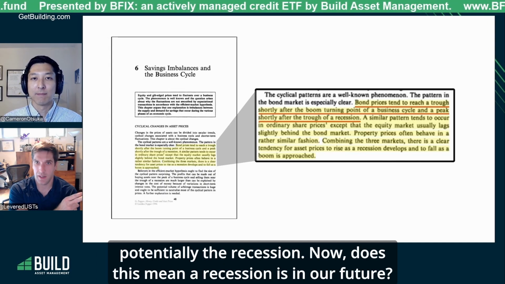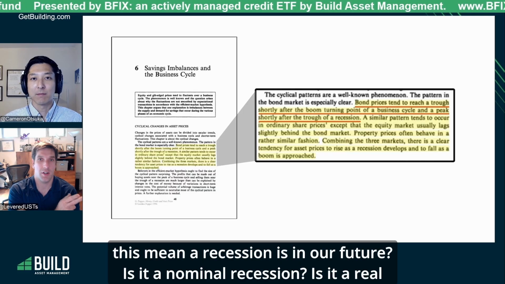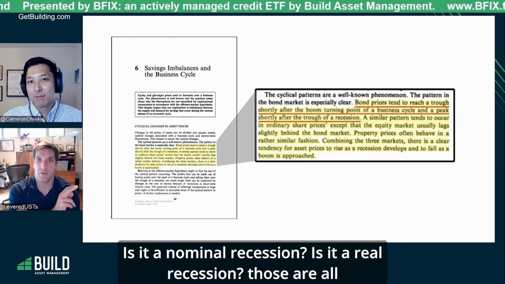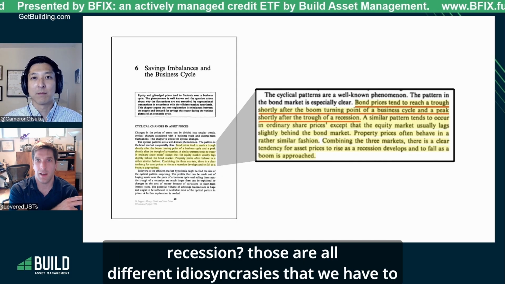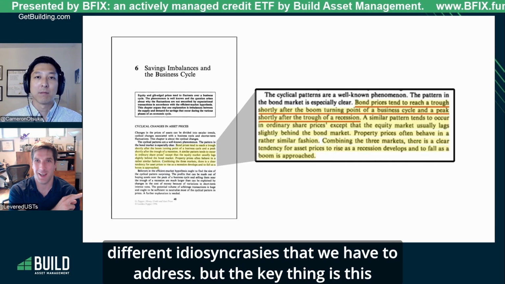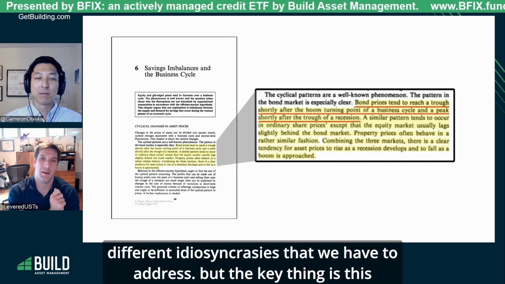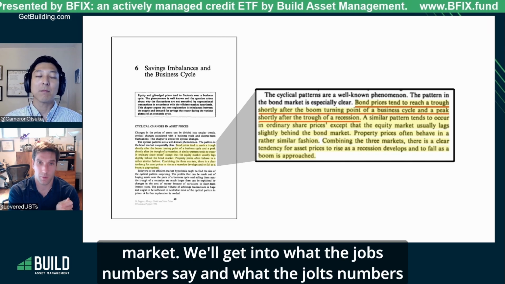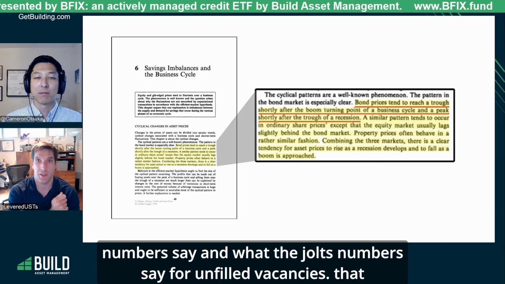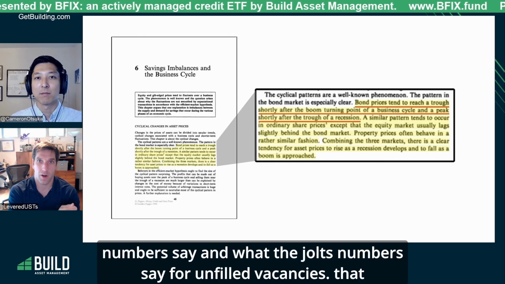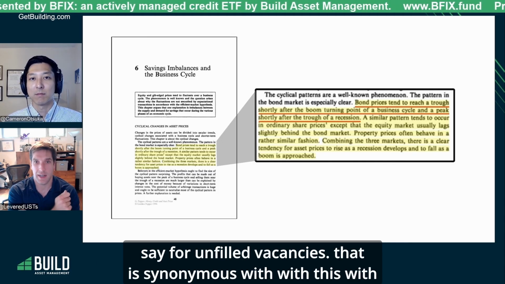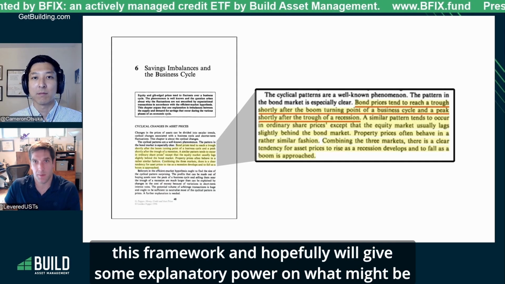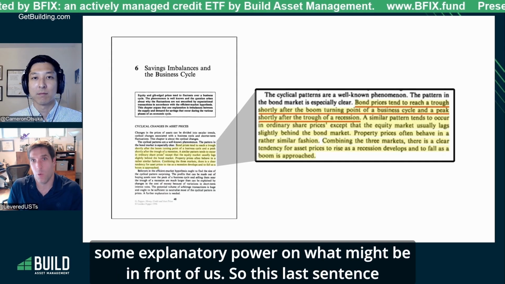Now, does this mean a recession is in our future? Is it a nominal recession? Is it a real recession? Those are all different idiosyncrasies that we have to address. But the key thing is this is synonymous with a slowing market, and we'll get into what the jobs numbers say and what the JOLTS numbers say for unfilled vacancies. That is synonymous with this framework, and hopefully we'll give some explanatory power on what might be in front of us.